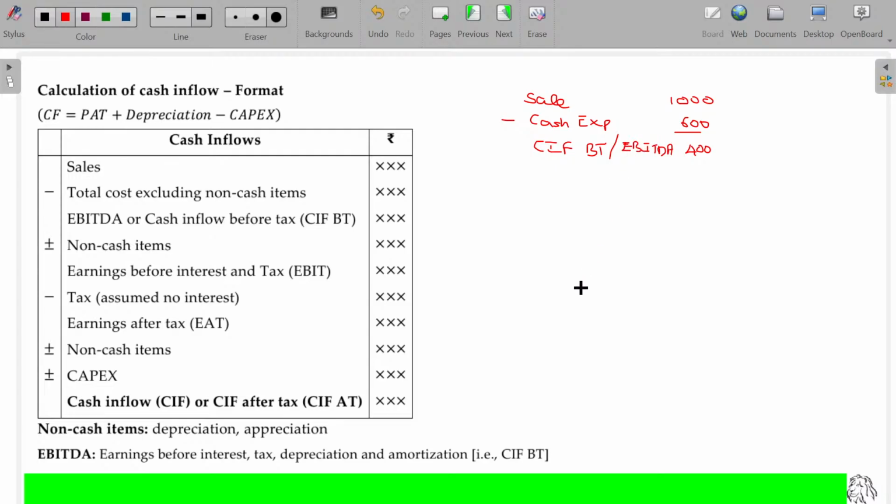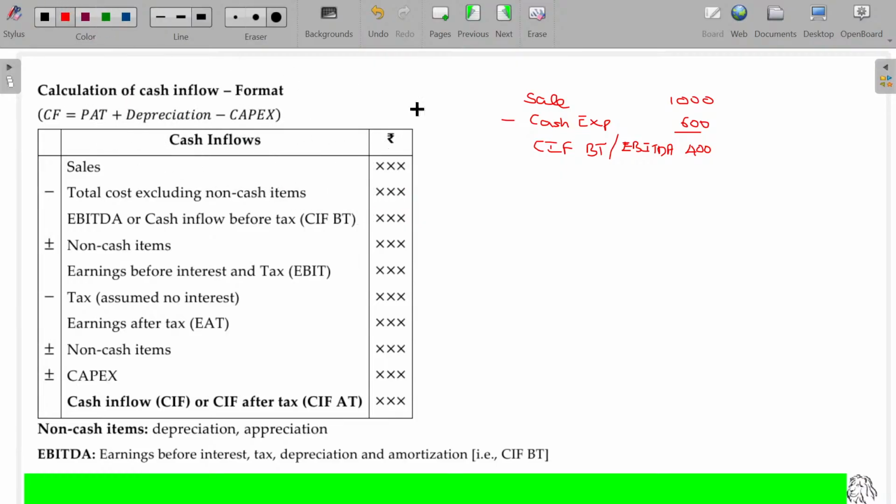Earnings before interest, tax, depreciation, and amortization. So we have not subtracted the depreciation here. Read the question clearly. Whether it is cash inflow after tax, or cash inflow before tax, or profit after tax, or profit before tax, or cash profit, whatever term is given, go and read it properly, and from there try to arrive at the cash inflow. So if the cash inflow before tax is given, from here you have to do these operations to find out the cash inflow after tax. You have multiple steps.